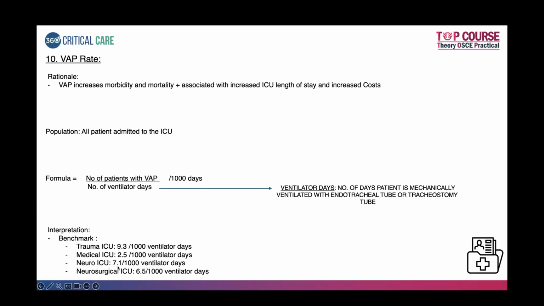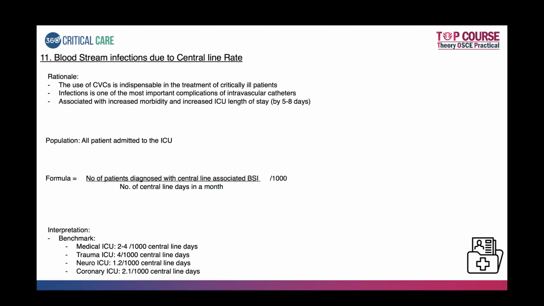Neuro ICU, it should be 7.1. And neurosurgical ICU, it is 6.5. Anything more than this is concerning. I hope this definition discussion was clear. If anyone has a query, please let me know. If it was okay, could you give me a thumbs up so that I can go on to the next topic, the next part.